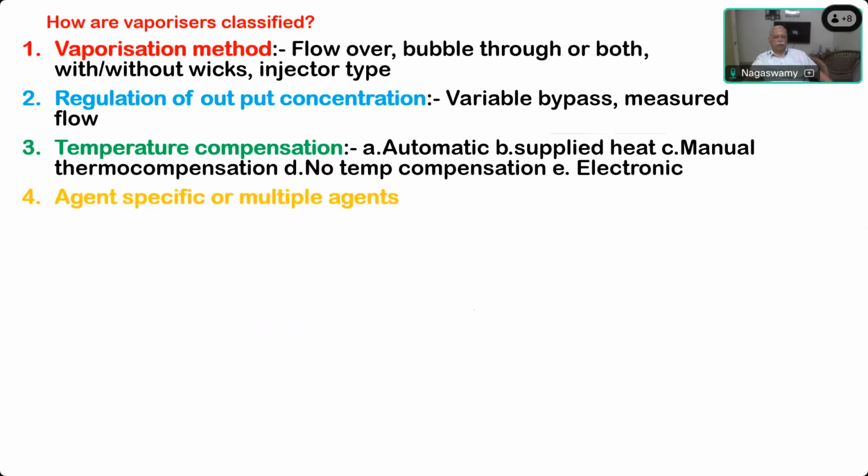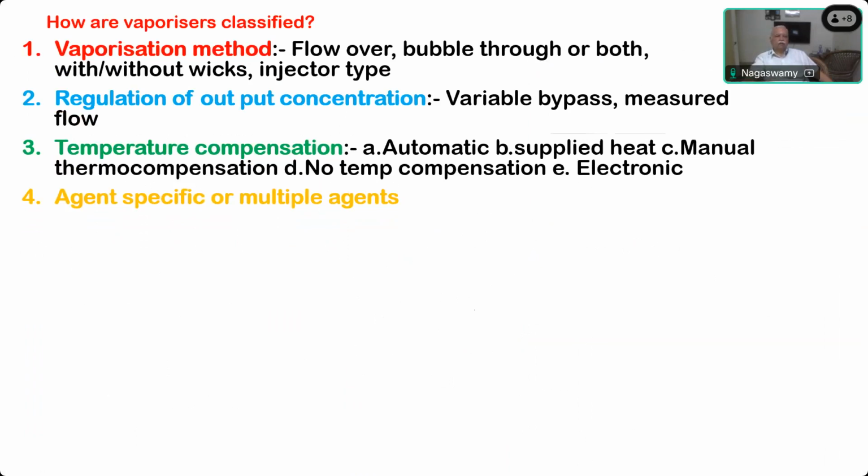And the fourth method is agent specific or multiple agents, whether you have to use only one agent. In the older bottle, people can mistakenly fill both trilene as well as ether or chloroform in any of the bottles. There is no restriction. Whereas nowadays color coding is there, and you can use only a specific agent. And the common question examiners will ask you is, can you use isoflurane in a halothane vaporizer? That is the common question.